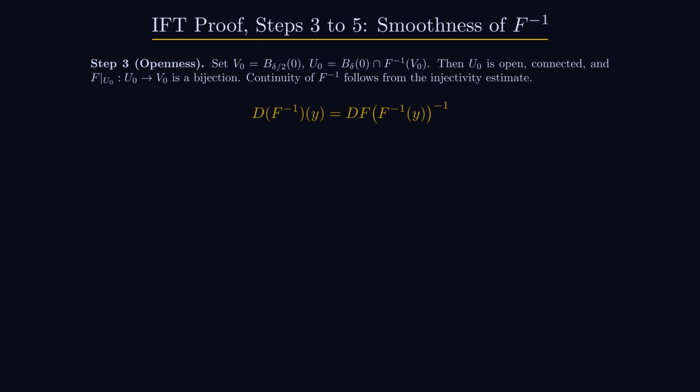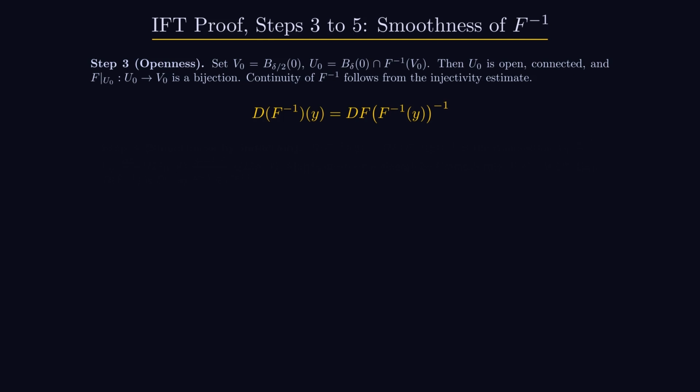As y prime tends to y, x prime tends to x by continuity of f inverse, and the remainder in the definition of differentiability of f at x tends to 0. Hence f inverse is differentiable at y, with derivative equal to the inverse of df at f inverse of y. Step 5 proves that f inverse is smooth by induction on the order of differentiability.